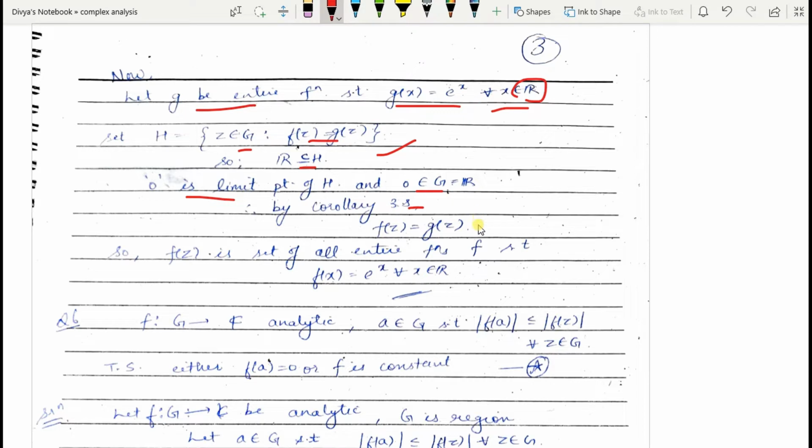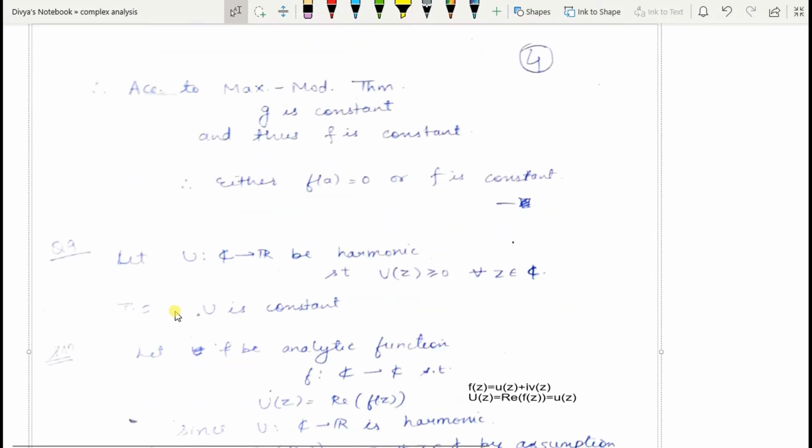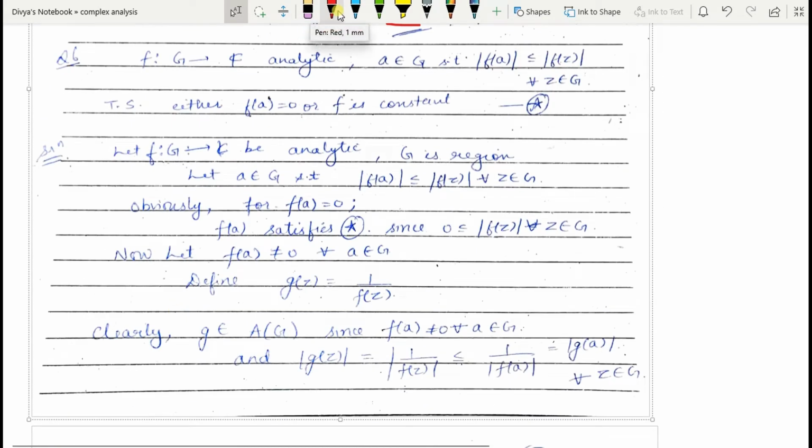So by Corollary 3.8, the corollary corresponding to the identity theorem, what we have is f(z) is equal to g(z), since they are equal on the real line and the limit point belongs to the set. So therefore f(z) is the only entire function such that f(x) is equal to e to the power x for all x belonging to R. So what function do we have? e to the power z. Clear?